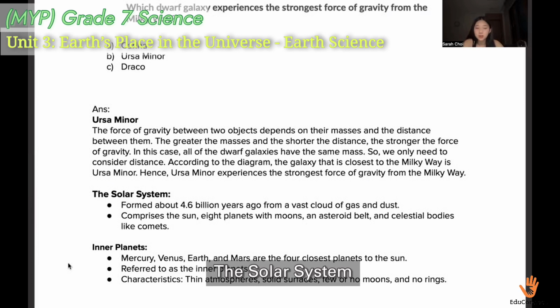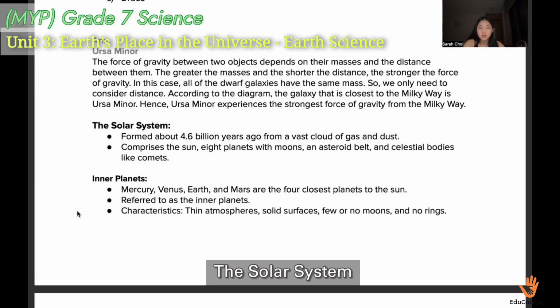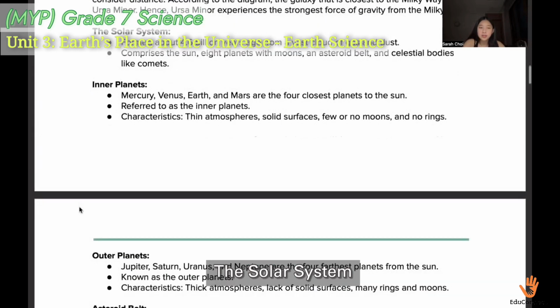Moving on to the solar system. The solar system was formed about 4.6 billion years ago from a vast cloud of gas and dust. It comprises the sun, 8 planets with moons, an asteroid belt, and celestial bodies such as comets. So there are two sections of the solar system: inner planets and outer planets.